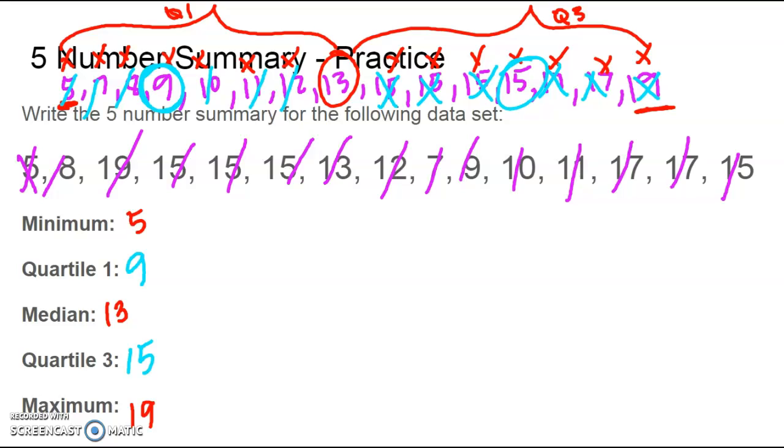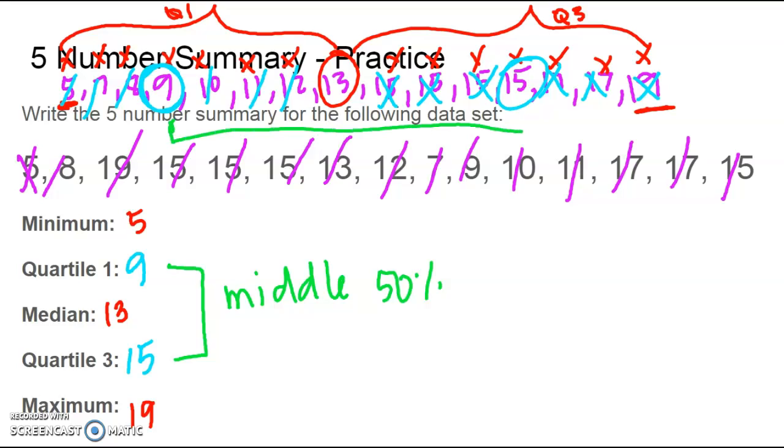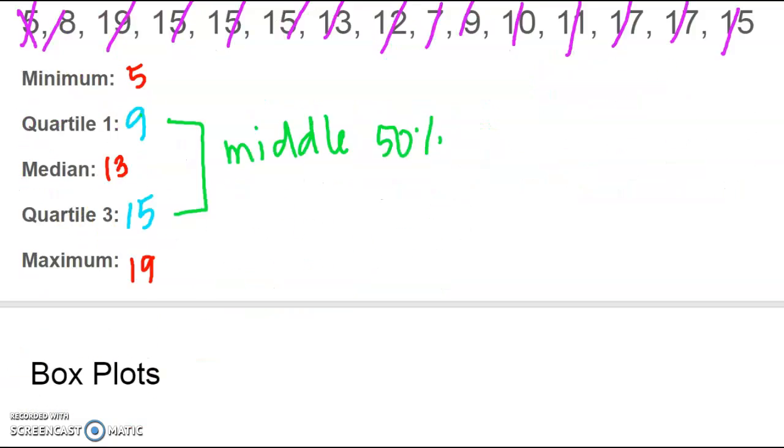So when I think about this quartile 1 and quartile 3, this section right here is the middle 50% of my data. I'm going from my lower median to my upper median. So the middle half of my data is spread out between 9 and 15. All of my data is spread out between 5 and 19, but that middle 50% is spread out between 9 and 15.